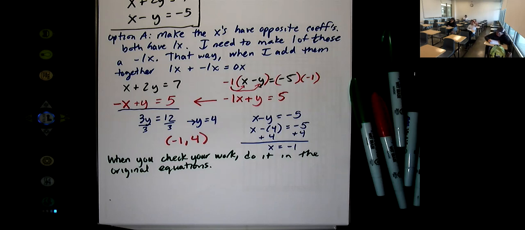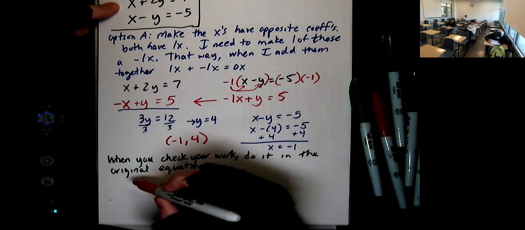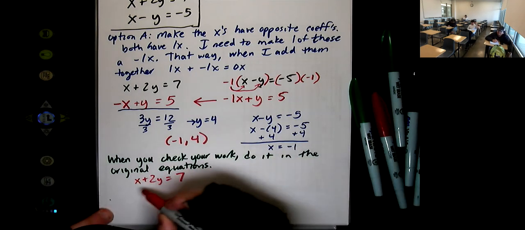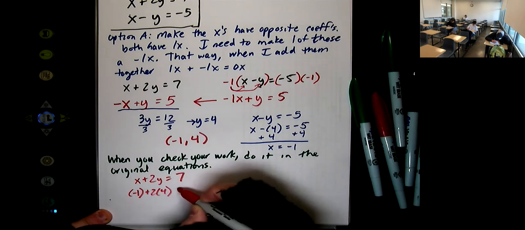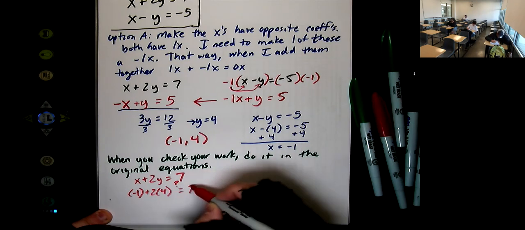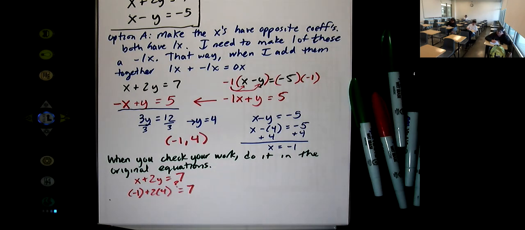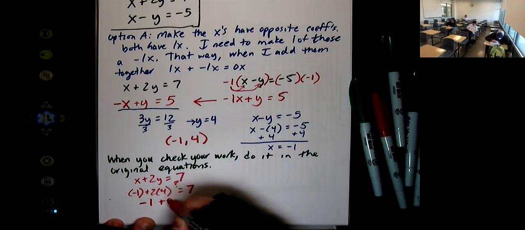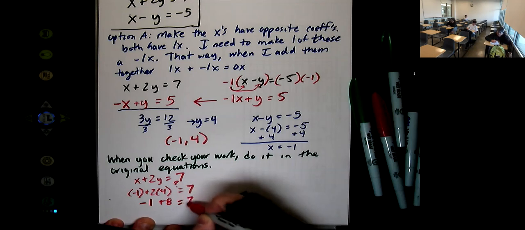Alright, so let's check it in both of these up here. x plus 2y equals 7. If I plug in x is -1 and y is 4, do I get 7? I got -1 plus 8. That does equal 7 and that works.